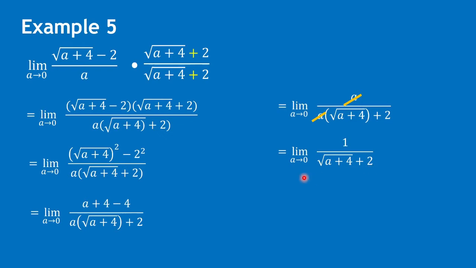We can now substitute 0 to our variable a. So we have 1 over the square root of 0 plus 4 plus 2. This would be square root of 4, and that would be 2 plus 2, so that would be 4 for the denominator. Therefore, the limit for example 5 is 1 over 4.